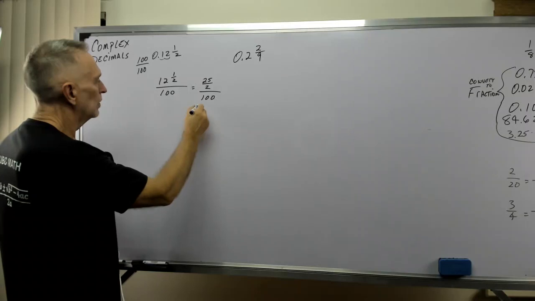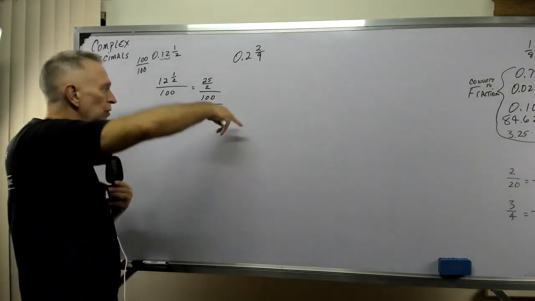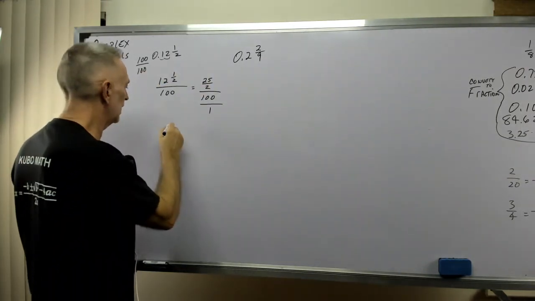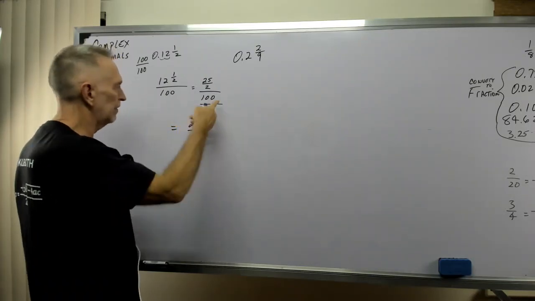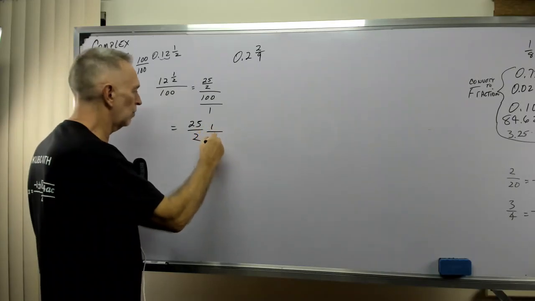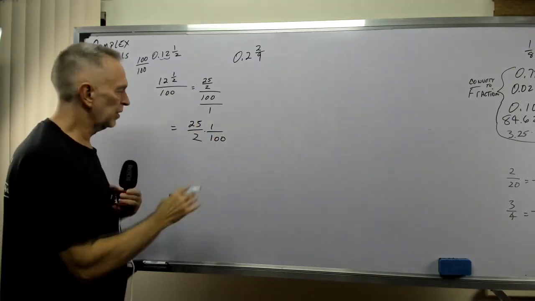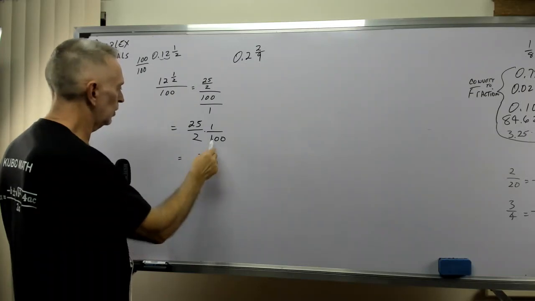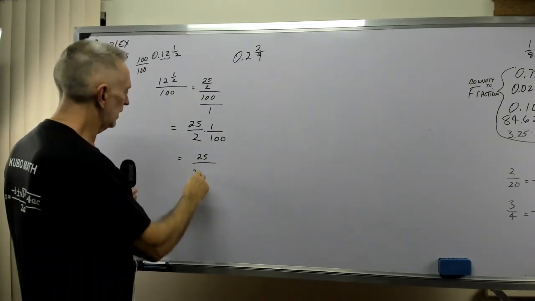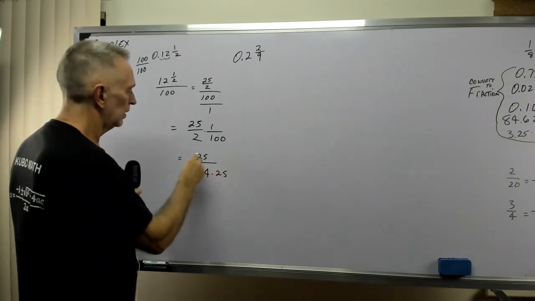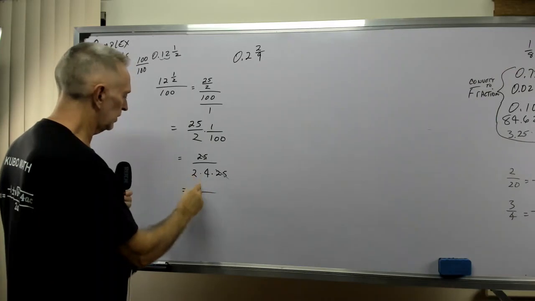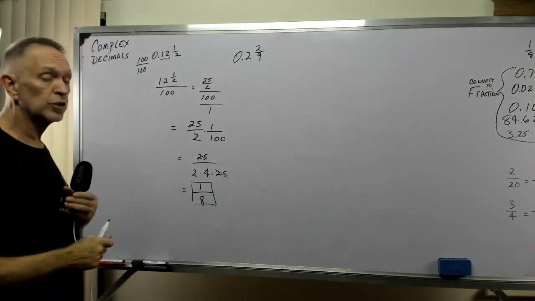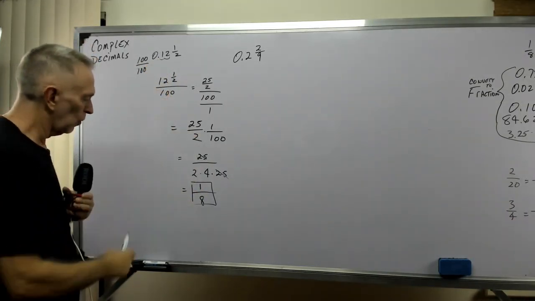Okay, so that's really 100 over 1. I know you guys do the butterfly method, but it's the exact same thing as inverting and multiplying. So that's 25 over 2, and if I flip that fraction over, it's 1 over 100. And I just put a dot for multiplication, okay? So 25 times 1 is 25. 2 times 100, 100 can be listed as 4 times 25. 25 divided by 25 is 1. 2 times 4 is 8. So that 0.12 and 1/2 is equivalent to 1/8.